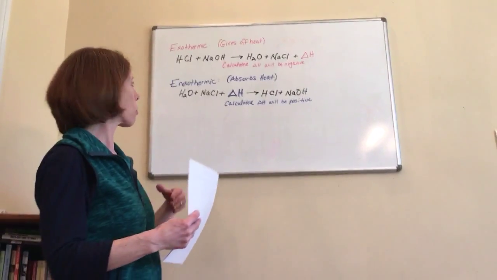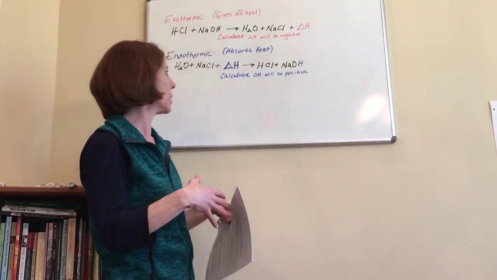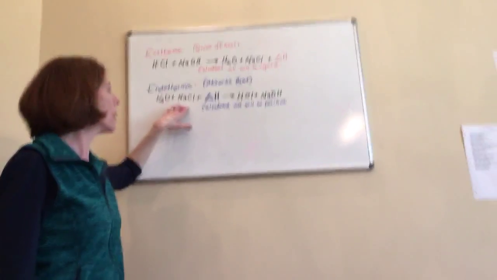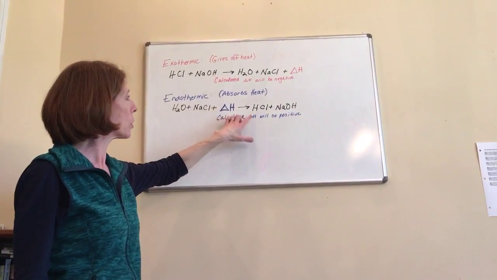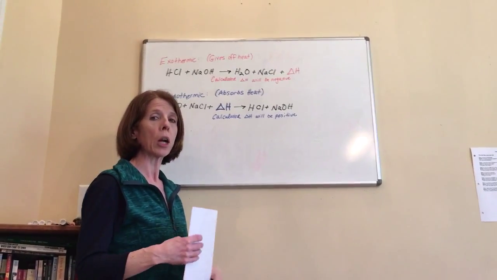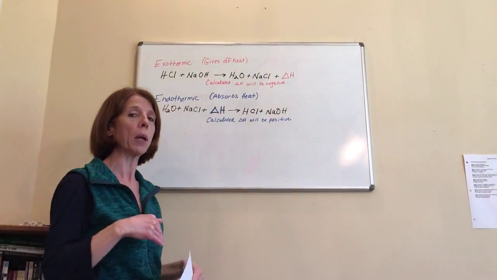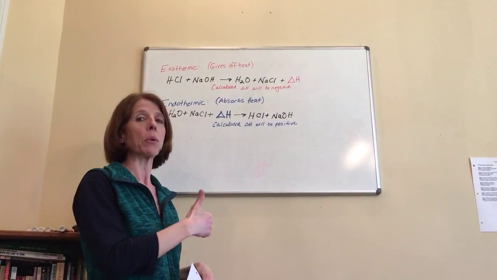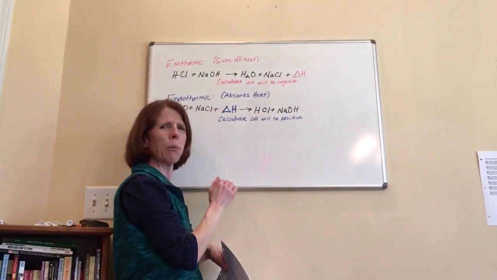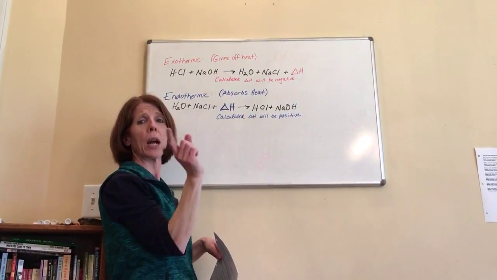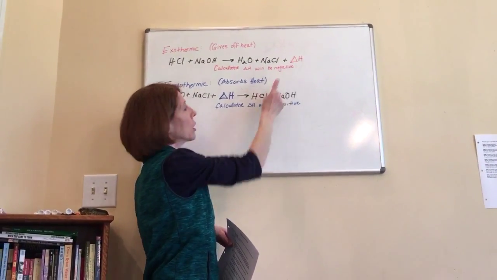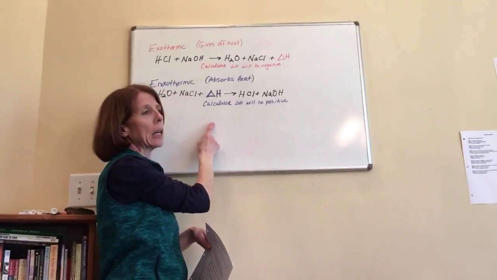If we're talking about an endothermic reaction, that's a reaction that absorbs heat. Here's an example of an endothermic reaction. Water plus sodium chloride plus energy yields hydrochloric acid and sodium hydroxide. Okay? When we have an endothermic reaction, we're always going to list our delta H, or our enthalpy, which is our change in energy, as a reactant. So in an exothermic reaction, it's a product. It's one of the products. Did I say reactant before? Oh, sorry. I said reactant. I meant product. It's a product in an exothermic reaction, and it is a reactant in an endothermic reaction.